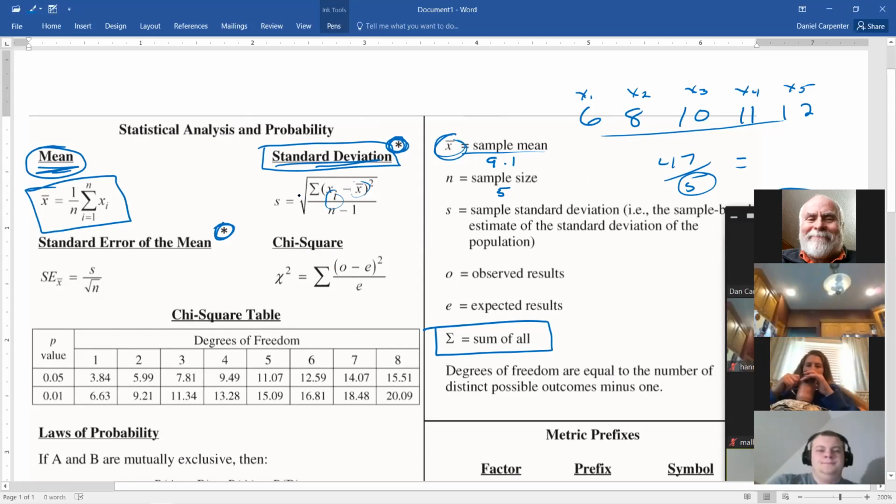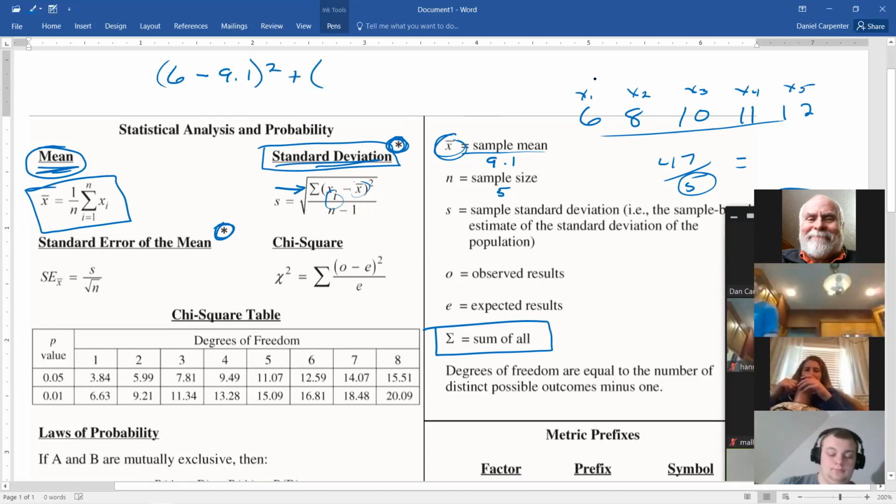So what this line right here ends up being is x1. So 6 minus our mean, 9.1 squared. Sum is plus, so plus x2 would be 8 minus 9.1 squared.